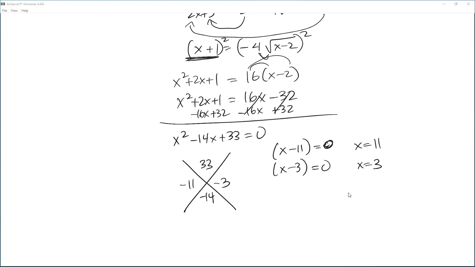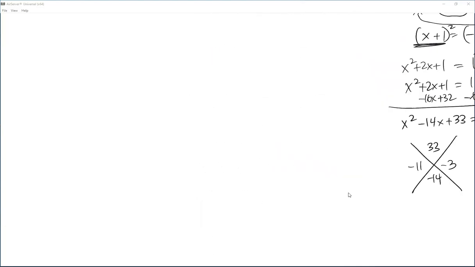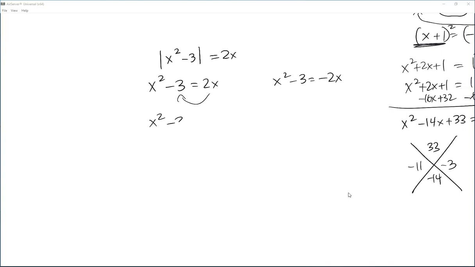All right. Last but not least, it is the absolute value of x squared minus 3 is equal to 2x. All right. Remember that you form two equations. X squared minus 3 is equal to 2x, and x squared minus 3 is equal to negative 2x. Subtract the 2x to the other side here, so it'll be x squared minus 2x minus 3 is equal to 0. Add the 2x to be x squared plus 2x minus 3 is equal to 0.